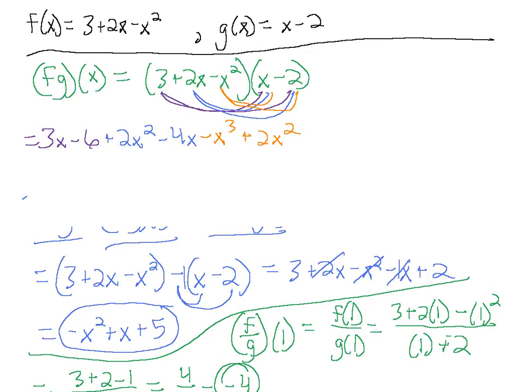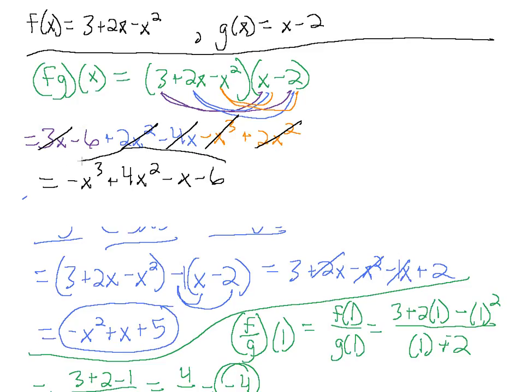Now once again, we want to write our exponents in descending order. So we have a minus x cubed. We have our x squared terms. We have 2x squared and 2x squared, and that'll give us plus 4x squared. And cancel or mark those off. So we have positive 3x and minus 4x gives us a minus 1x, or just minus x, and then minus 6. And that's all we can do.